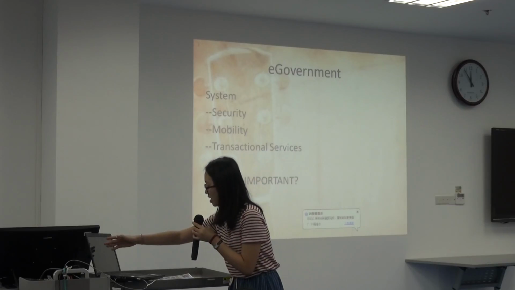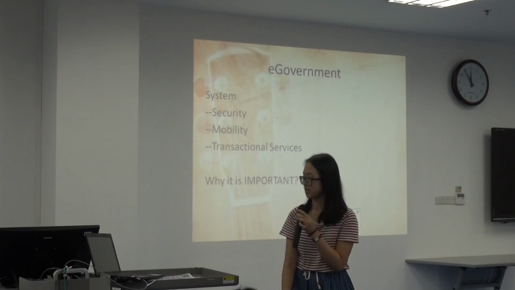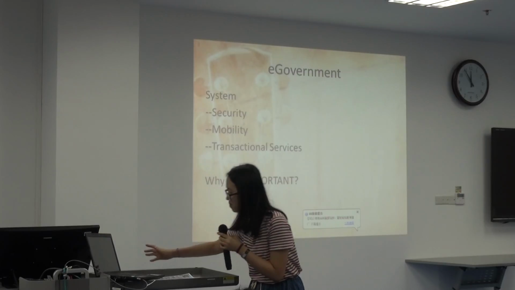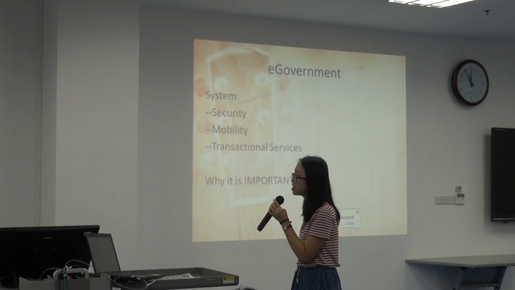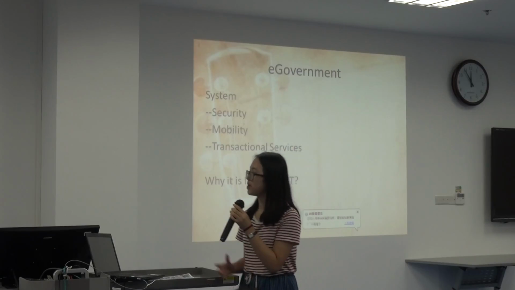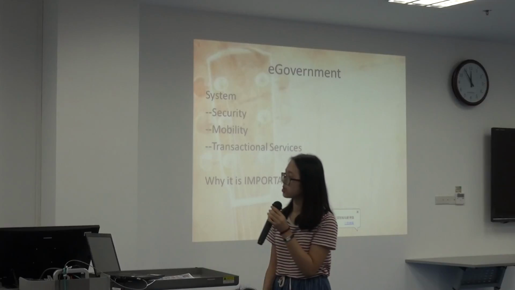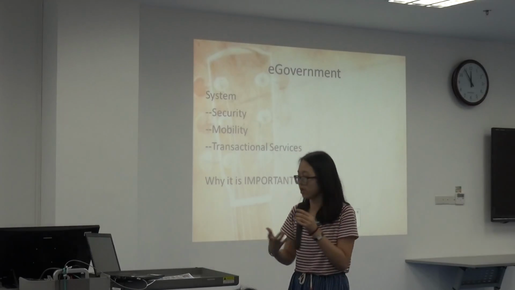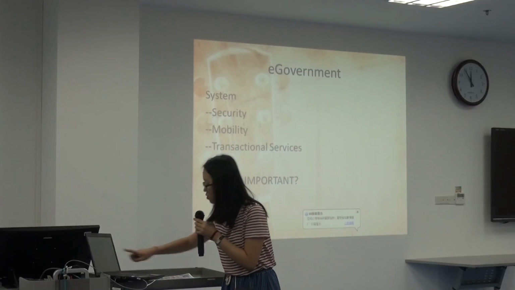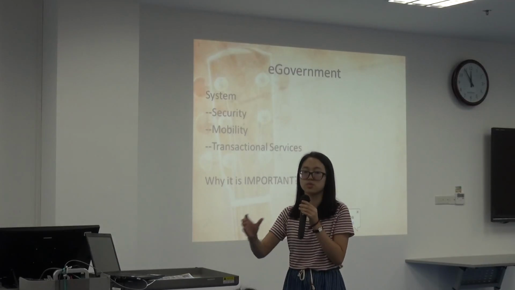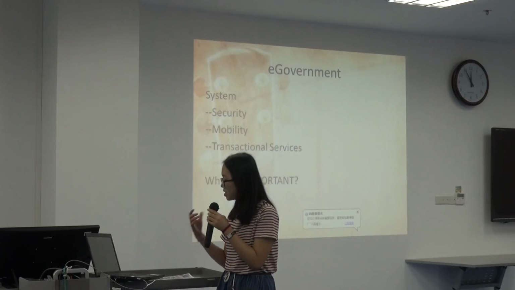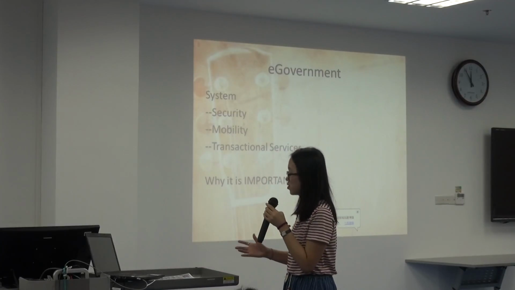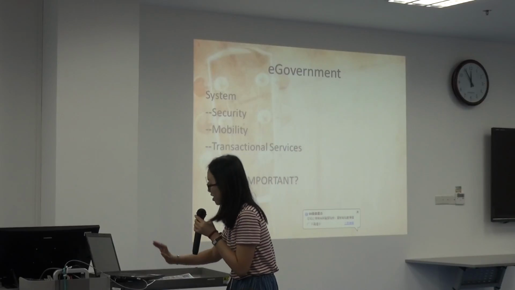And e-government here, with the E as a prefix, means a system that provides security and mobility. With e-government services online, people can do a lot of things like they do in real life. So we have transactional services for them. They can simply do things online, which is secure, and they can do whatever they want, whenever they want.